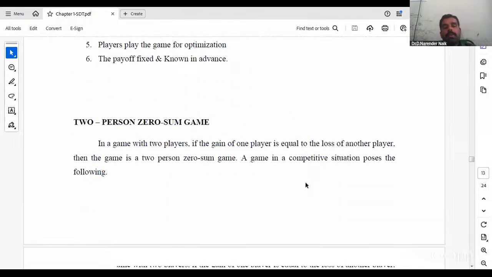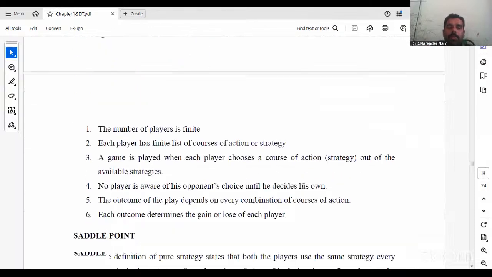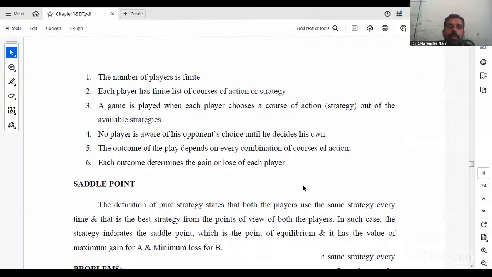The next, two-person zero-sum game. In a game with two players, if the gain of one player is equal to the loss of another player, then the game is a two-person zero-sum game. A game in a competitive situation possesses the following. So what are they? They are here.